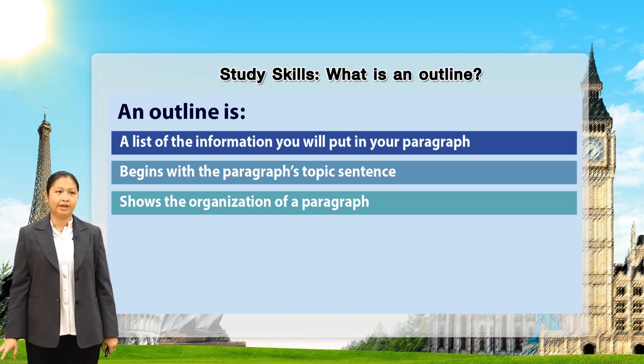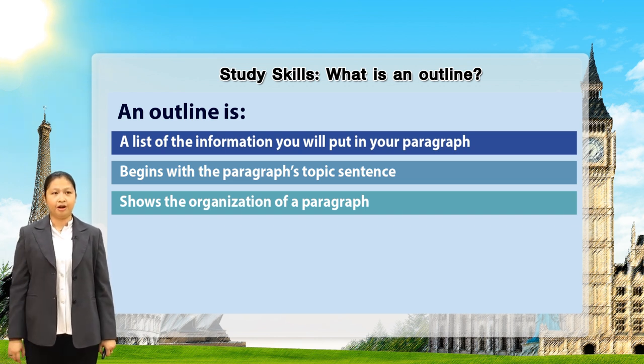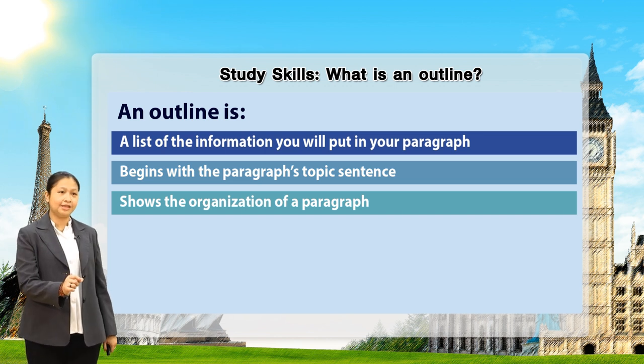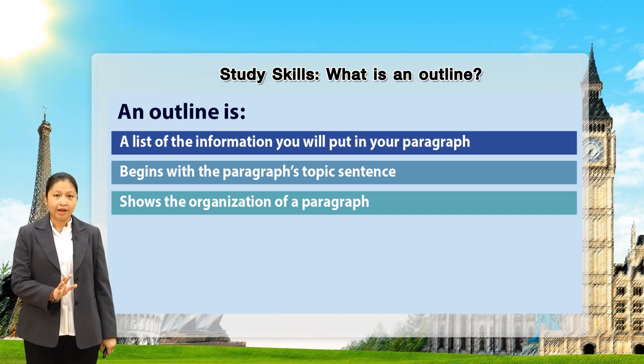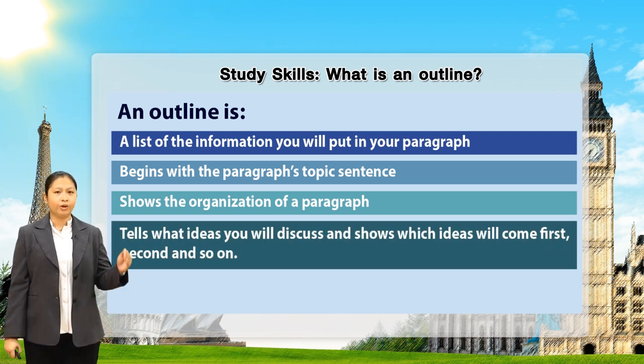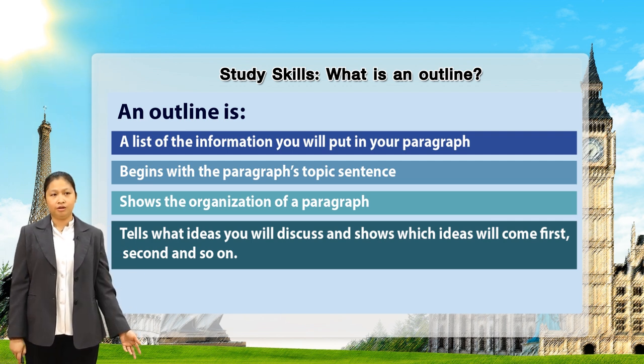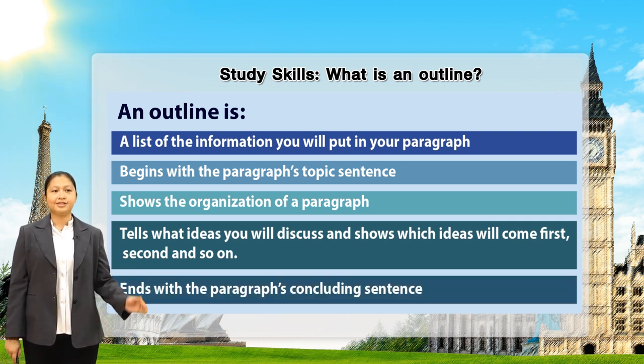What is an outline? It is a list of information that you will put in your paragraph. You begin with the topic sentence, and an outline shows the organization of a paragraph. It tells what ideas will be discussed first, second, and so on. An outline ends with the paragraph's concluding sentence.